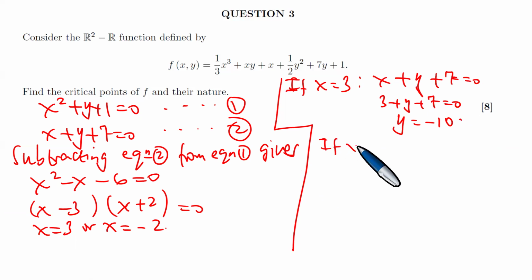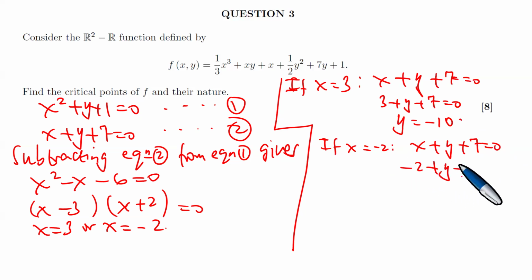If x is equal to minus 2, we have x plus y plus 7 equals 0. X is minus 2, so we have minus 2. We want to solve for y. These are simultaneous equations, therefore we're using elimination to do this one. And then 7 minus 2 is a 5. Bring the 5 across, it makes it negative. So we have those.